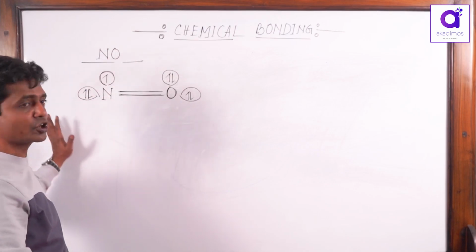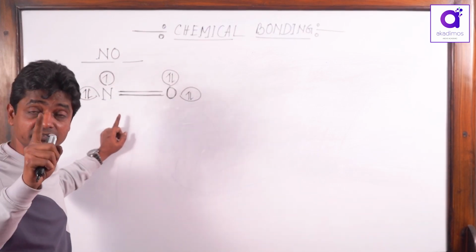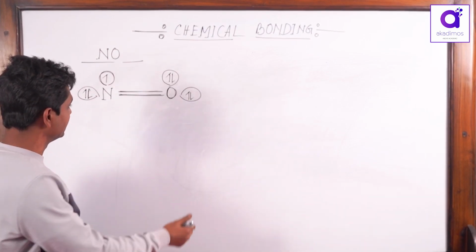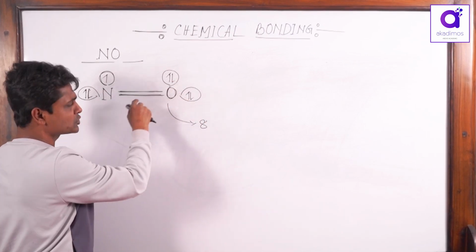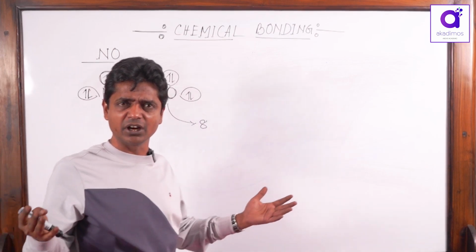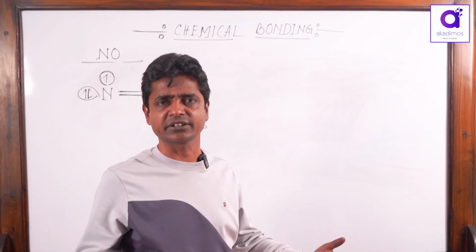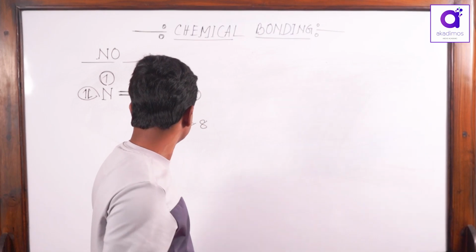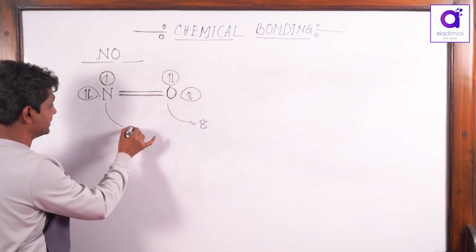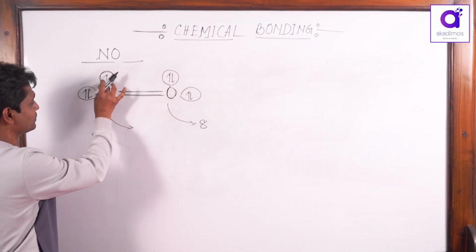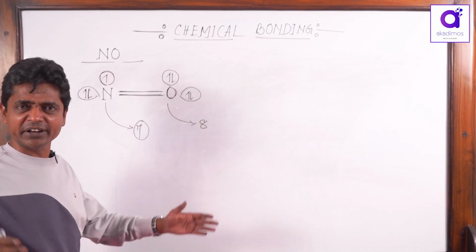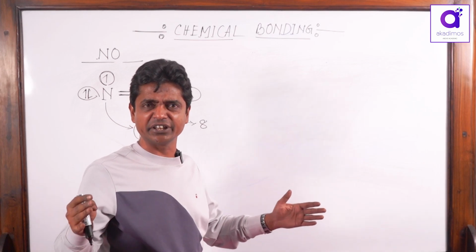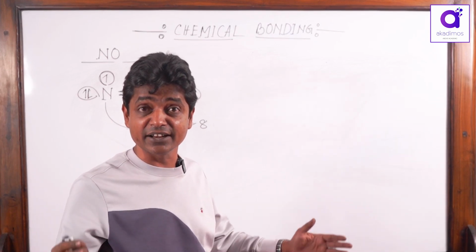You got the structure of it. But one important thing here. See, your octet is below. 2 plus 2 plus 2 plus 2. You know every period 2 element tries to get octet nearest. But nitrogen, see, 2 plus 2 plus 2 plus 1. 7 electron system. The effective number of electrons around nitrogen in NO is 7. It is less than octet.